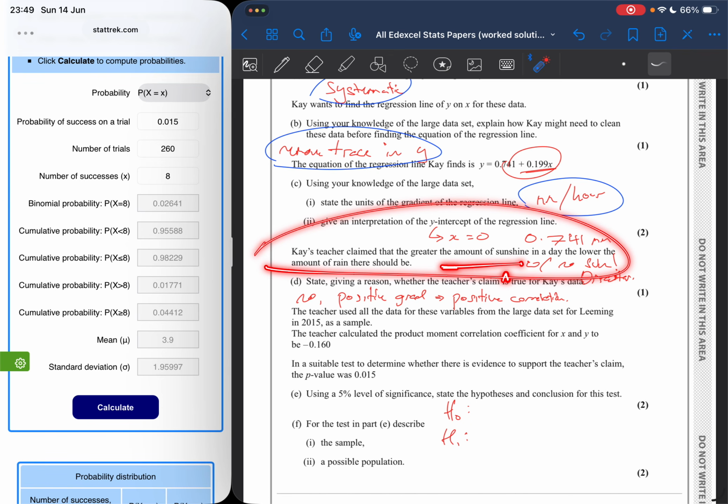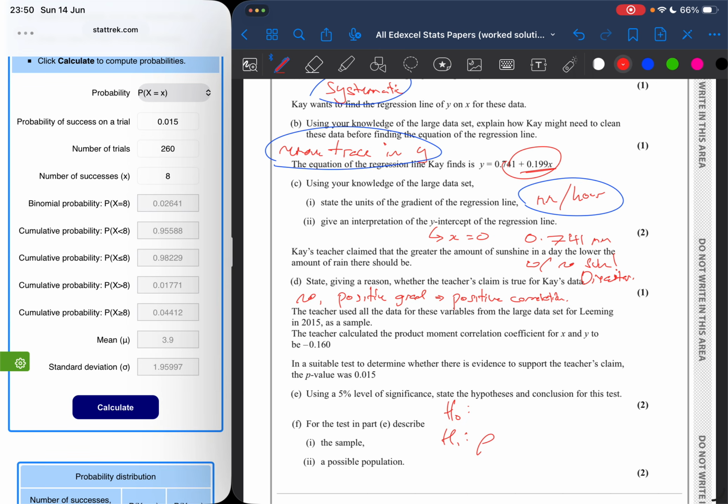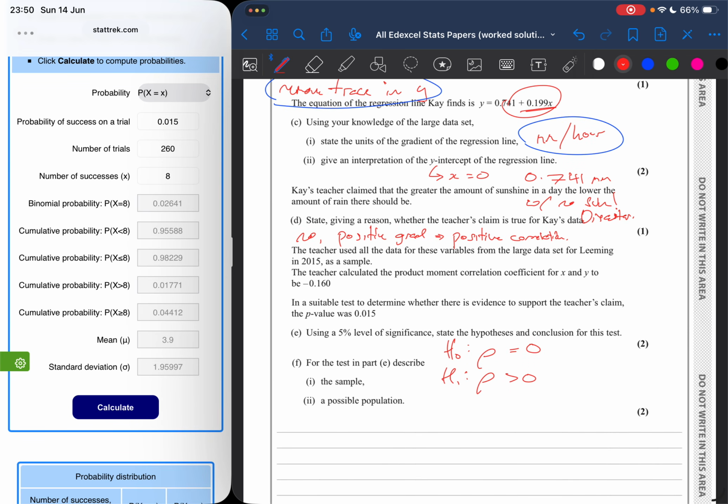The teacher claimed that the greater the amount of sunshine in a day, the lower the amount of rain there should be. So she's making a claim about the correlation, isn't she? That it's going to be positive. Our null hypothesis is always that there's no correlation. Looks good to me. And conclusion then, what's going to happen? Are we going to reject H0? Well, what do we have?